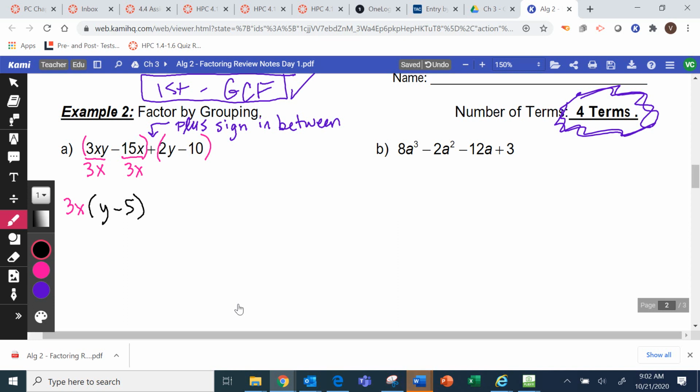Now we're going to do that a second time, but in the other parenthesis. We're going to look at 2y and 10, and we're going to say, is there a greatest common factor? 2y and 10. Yell it out. Come on. 2. So we've got a 2 here and a 2 here that we can divide out. I'm going to bring down my plus sign, and I'm going to put that 2 in front of a parenthesis. And inside of that parenthesis, I'm dividing the 2, and I get y. I'm dividing the 2, and I get 5.